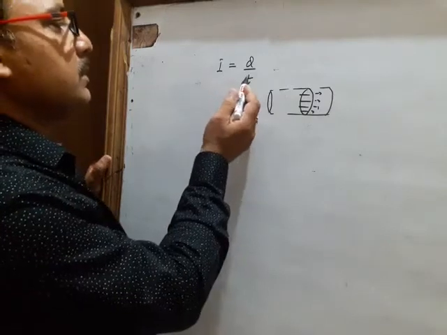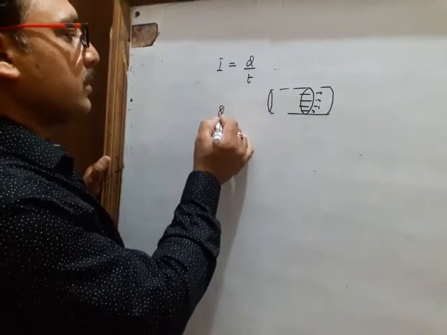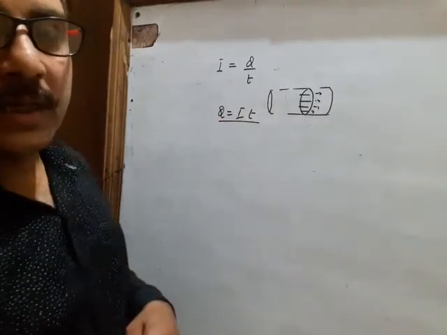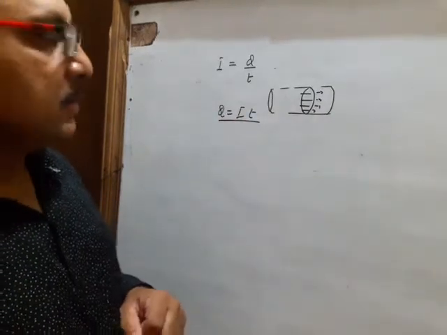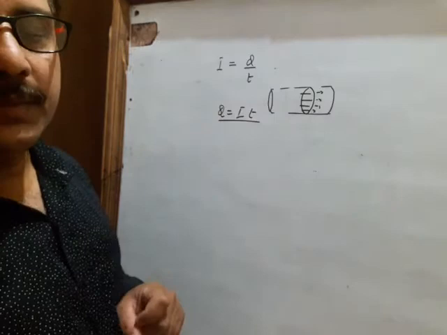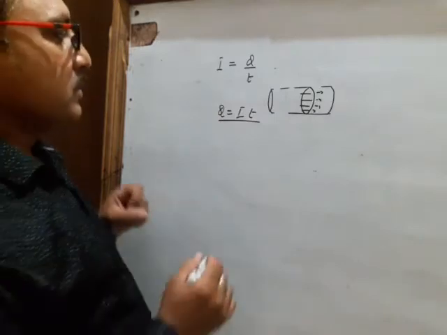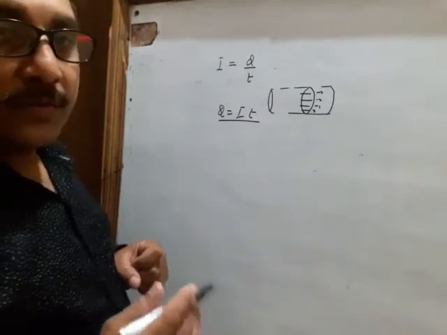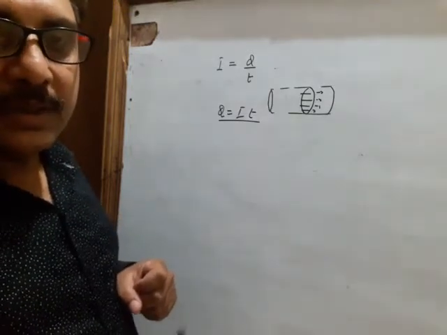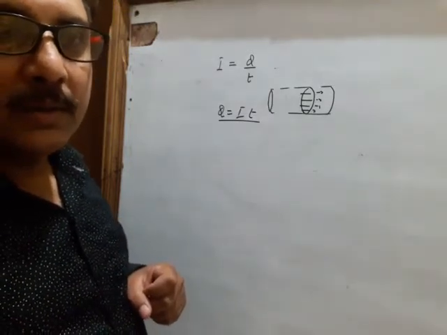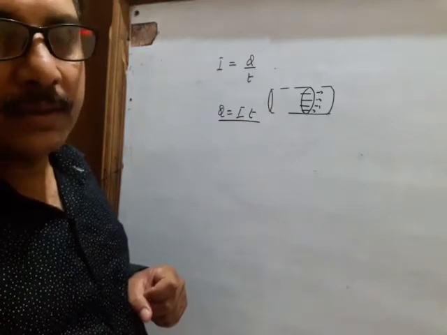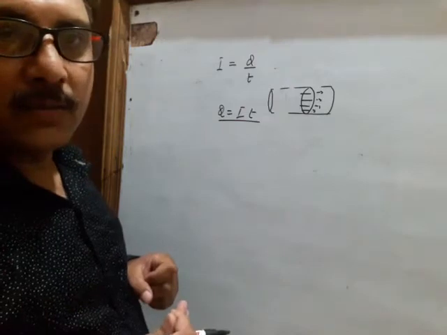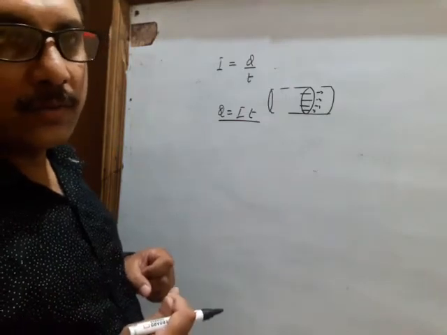From this formula, I equal to Q upon T, you can also write Q equal to IT. This is the charge which passes through the cross section in time T. Also, where is this charge coming from? This charge is constituted by free electrons of the conductor. The current is carried inside the wire by free electrons.